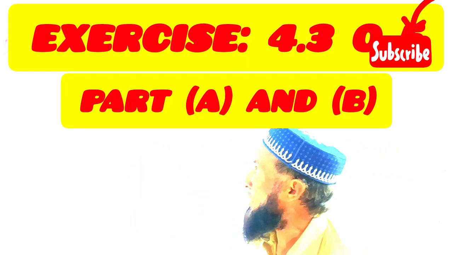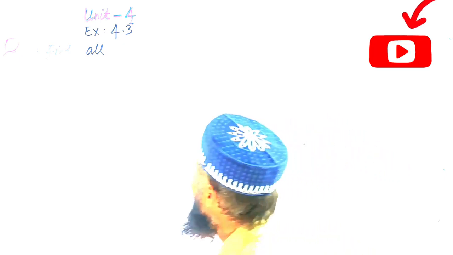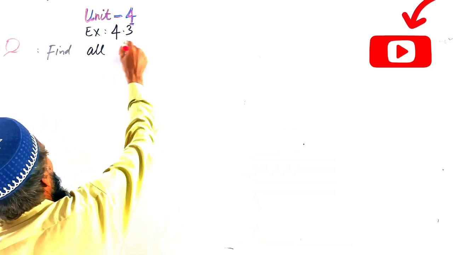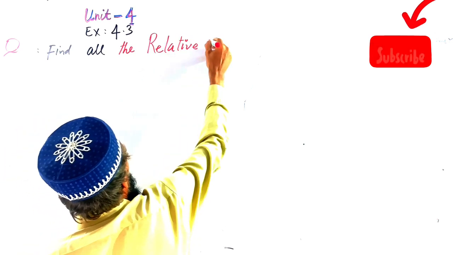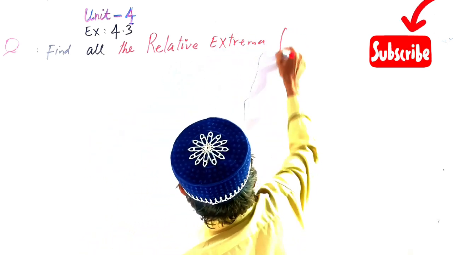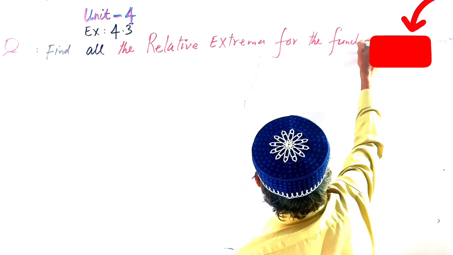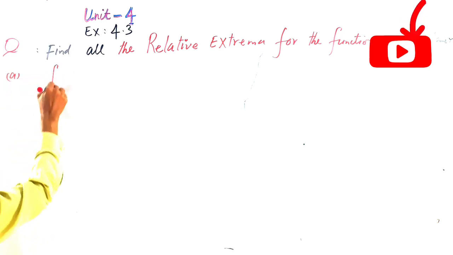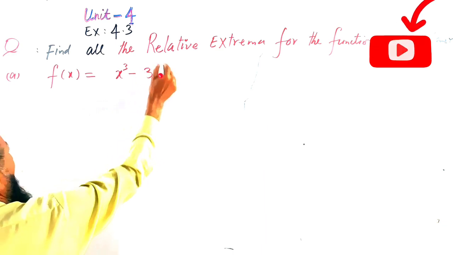Today we have a new question, number 5 in exercise 4.3, unit number 4. Let's start. Find all the relative extrema for the function f of x. Part A: f of x is equal to x cube minus 3x square plus 1.